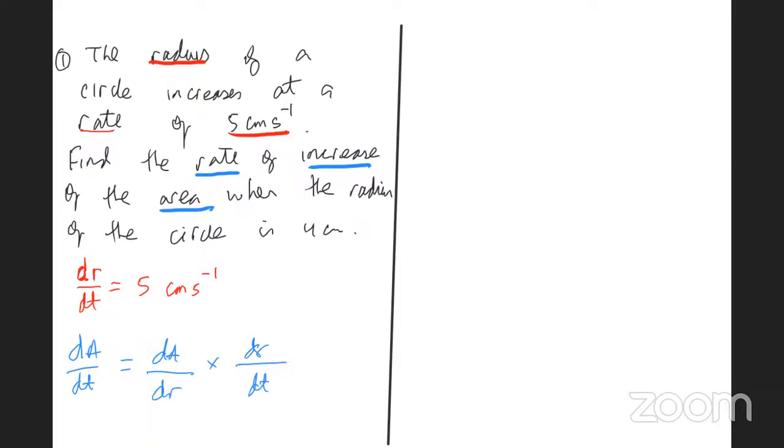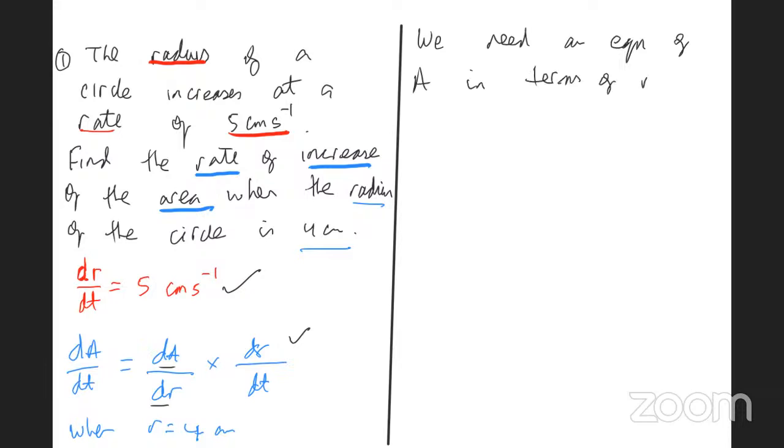What else do they give us? They said when the radius is 4, so when r is 4. At some point, we need to use r is 4. If you look here, we already have dr/dt. We need to get dA/dr. To get dA/dr, we need an equation of A in terms of r. What equation will that be? It's a circle, so A is equal to pi r squared.